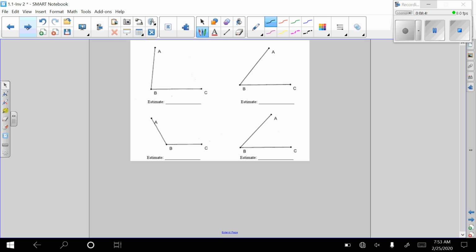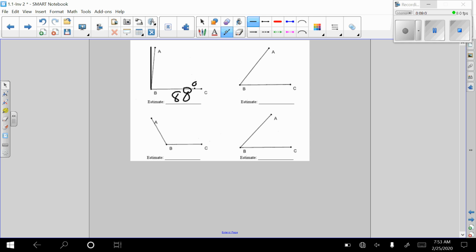Here's a couple more. Again, putting in your benchmark. Well, if I draw my line up here, I am almost, not quite there where I need to be for that line. I'm almost at 90 degrees. So maybe I'm at like 88 degrees because I'm almost there.